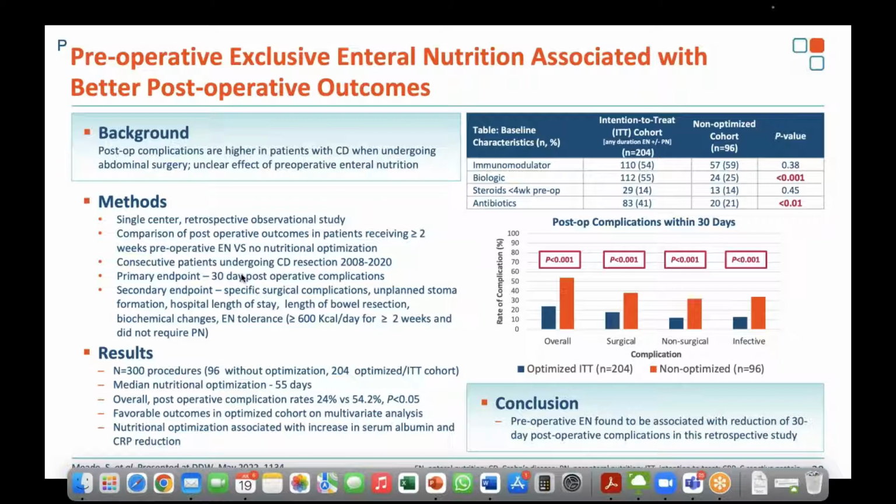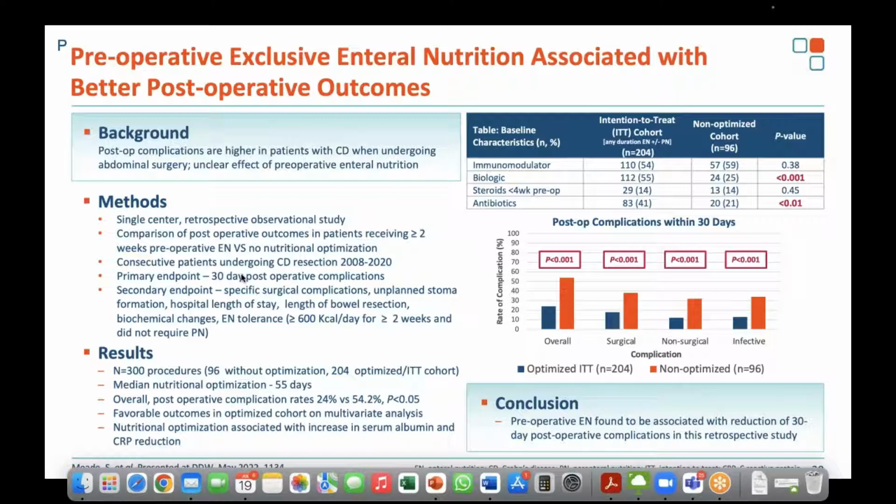I should just say that Suze Mead and Kamal Patel did a lot of work on this. It looked at patients who were undergoing resections for Crohn's disease, and it compared a largely historical cohort of patients who didn't have preoperative enteral nutrition with those who did have preoperative enteral nutrition. What do we mean by that?